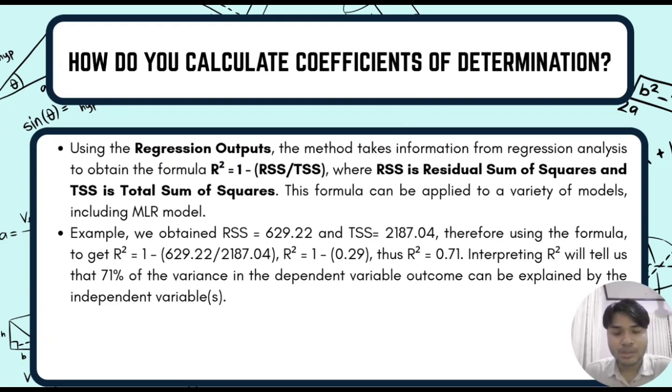So for the example, we had obtained RSS equals 629.22 and TSS equals 2187.04 from a regression analysis. Therefore, using the formula that I had mentioned earlier, we can apply the numbers that we had obtained and get R square equals 0.71. When we interpret R square, it tells us that 71% of the variance in the dependent variable outcome can be explained by the independent variables or variable.